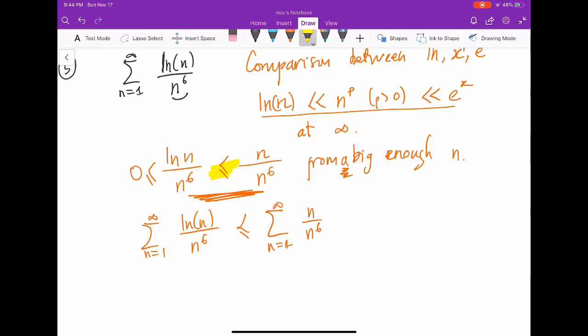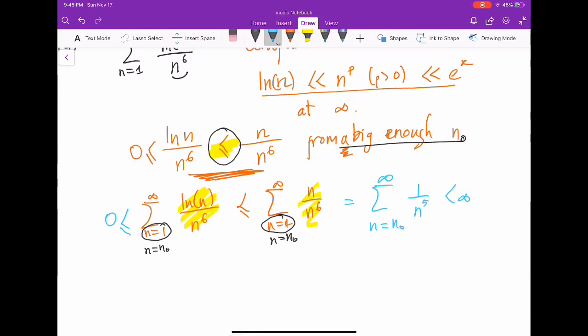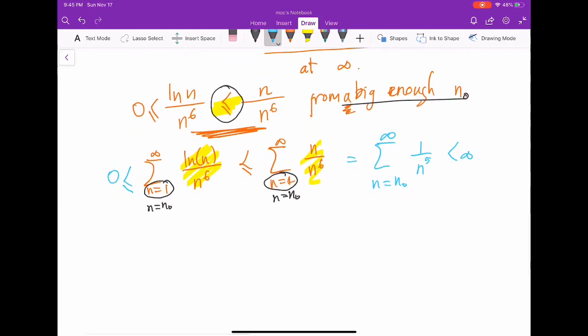In this situation, the inequality holds for any n greater than or equal to 1. Don't forget that. But as I mentioned previously, from a big enough n, let's say n0, you would replace 1 with n0. So from n0, our original series is less than or equal to this, and this is nothing but the sum from n0 of 1 over n to the 5th. And of course, this series converges. So the original series is greater than or equal to 0 and less than infinity. That means our series converges.